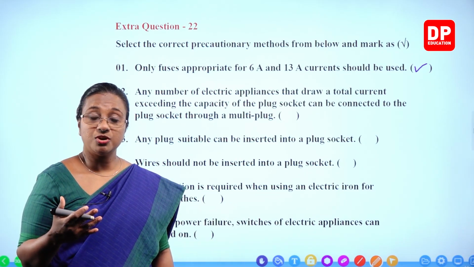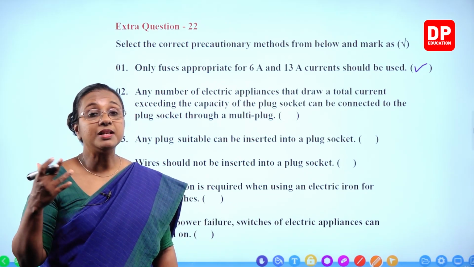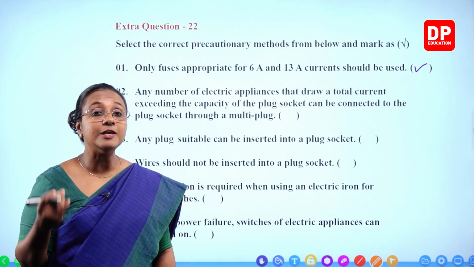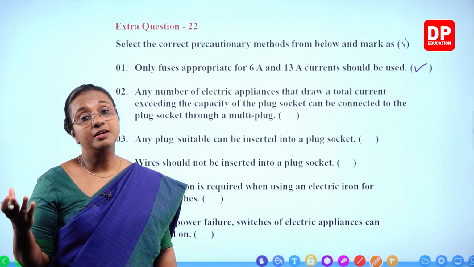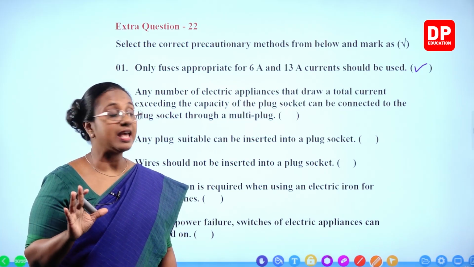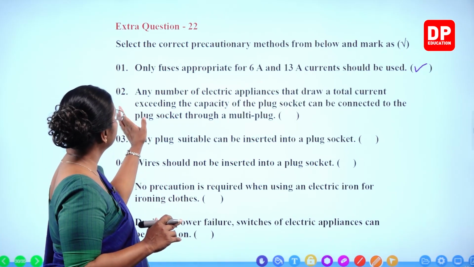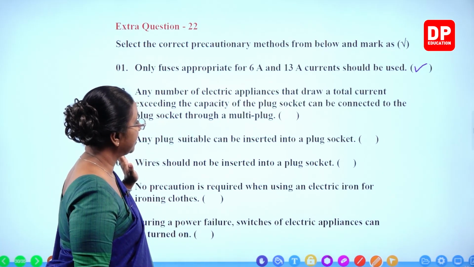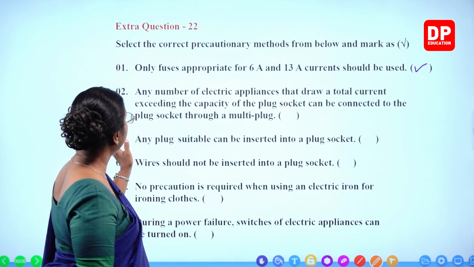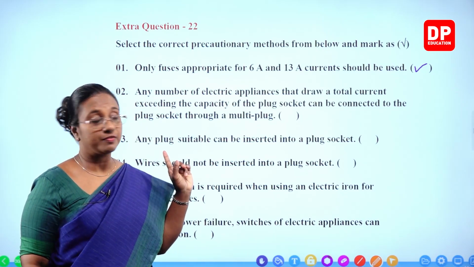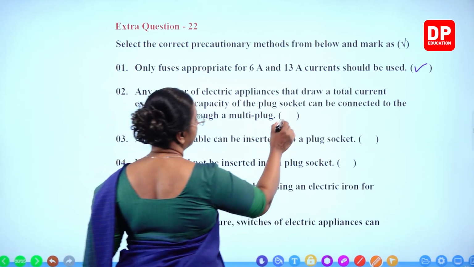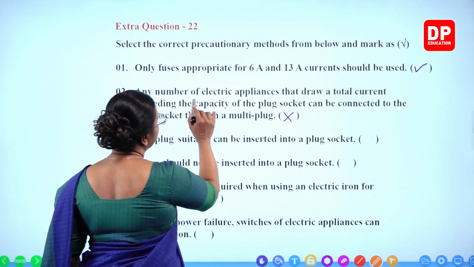If the fuse does not work properly, the cable can become overheated and due to that there can be a fire. So to prevent that, you should not use any number of electric appliances that draw a total current exceeding the capacity of the plug socket. So this is of course wrong. Here it says can be used.